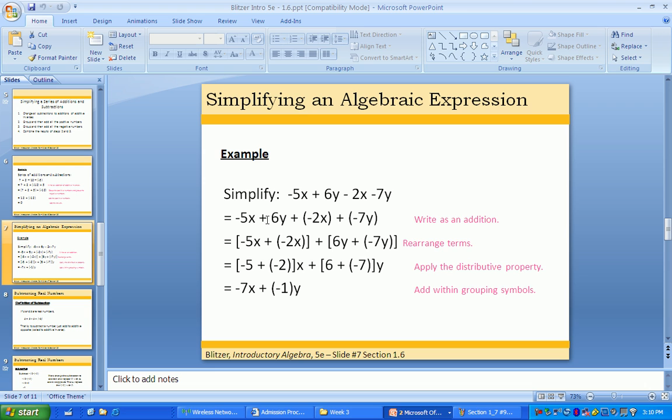So if we perform the operations, we get negative 5x plus 6y plus negative 2x plus negative 7y. Now we want to rearrange terms using our associative property, and we associate all the x terms together and all the y terms, and we can simplify these. Negative 5x plus negative 2x is equal to negative 7x. 6y plus a negative 7y gives us negative 1y.